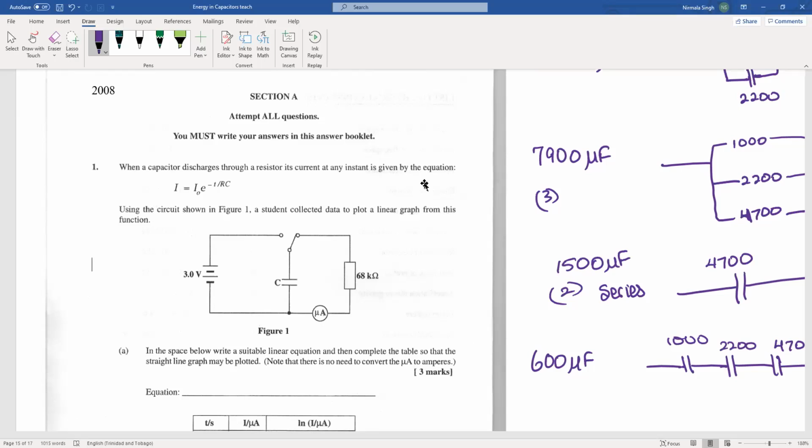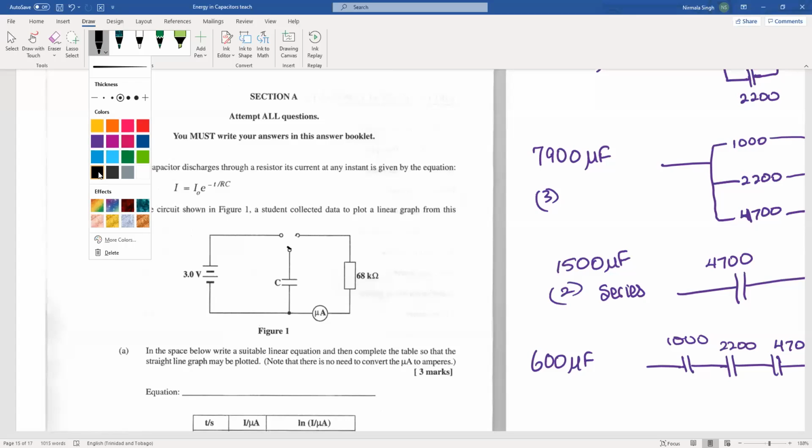Our resistor with our capacitor is 68,000 ohms. We don't know our capacitance, and our PD is 3 volts. So let's tell you how this circuit will work. What's going to happen when I want to charge my capacitor? All I do is just take my switch and switch this on.